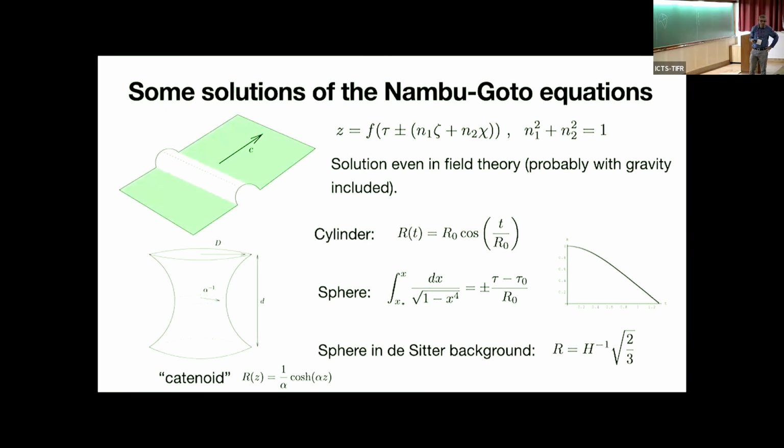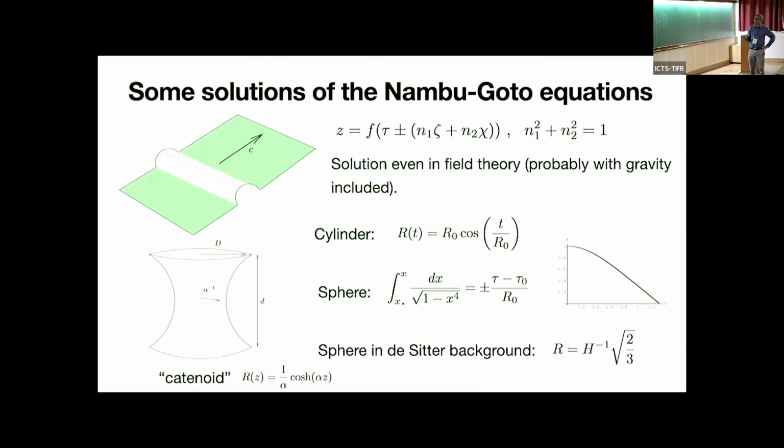The nice thing about traveling waves is that at least in the string case, you can show that traveling waves are solutions in the full field theory, not just Nambu-Goto, and not just field theory, but even when you include gravity. So it's a solution of the Einstein abelian Higgs model in that case. In the domain wall case, things might be a little tricky, and we'll come to that in a bit. But the traveling wave is a solution even in field theory, and I would think with gravity included, but I'm not sure. I don't think anyone has resolved this question yet.